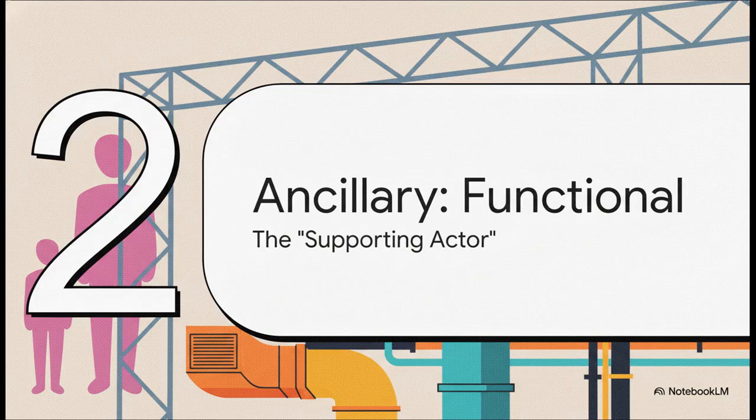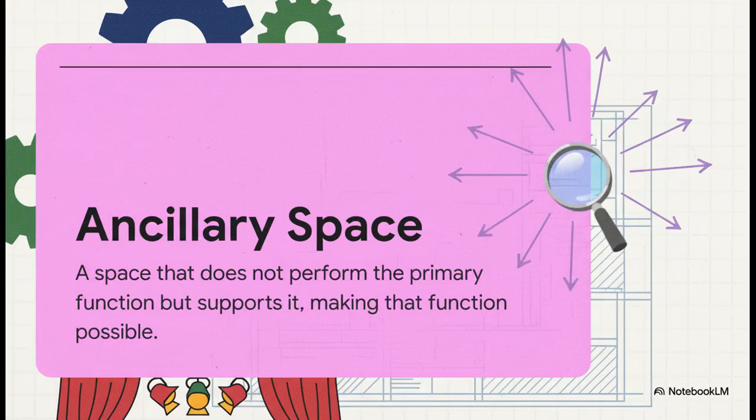Okay, let's kick things off with our first character, the ancillary space. This, my friends, is the true supporting actor of your building. It's not the star of the show, it's not getting the top billing, but without it, the main actor just can't do their job. So here's the absolute key. An ancillary space is all about functional support. It doesn't really have a life of its own. Its entire purpose for existing is to serve the primary space it's attached to. Think of it as the backstage crew. They're the ones making the main performance happen.